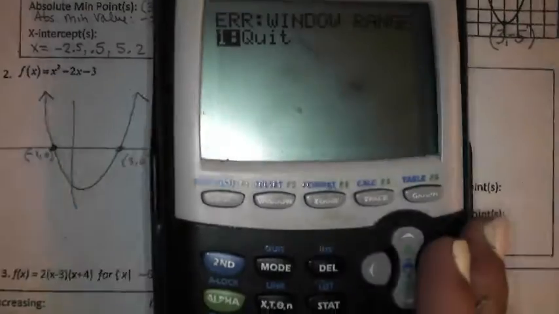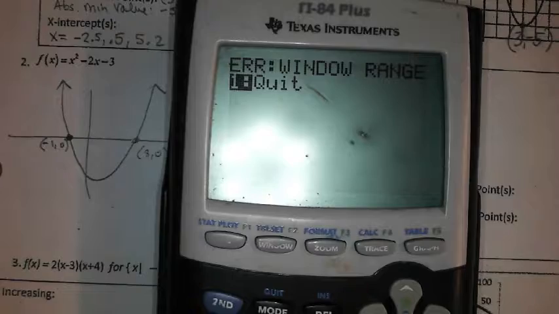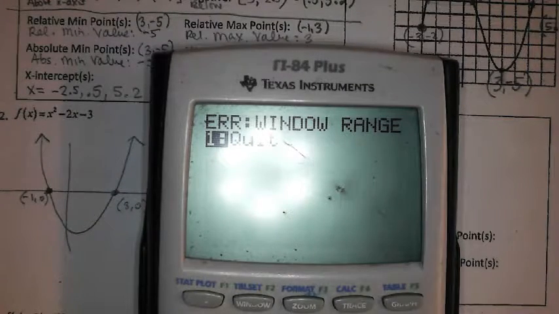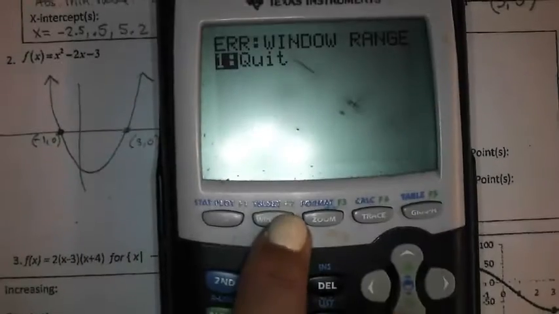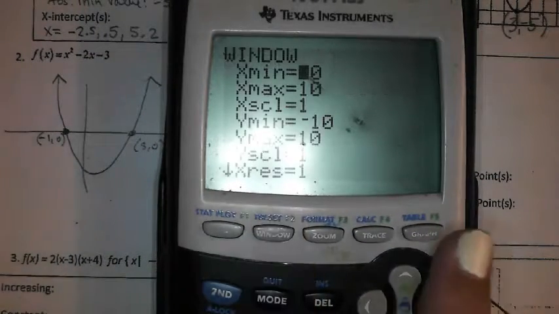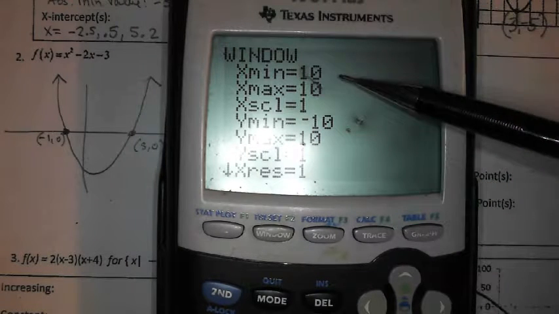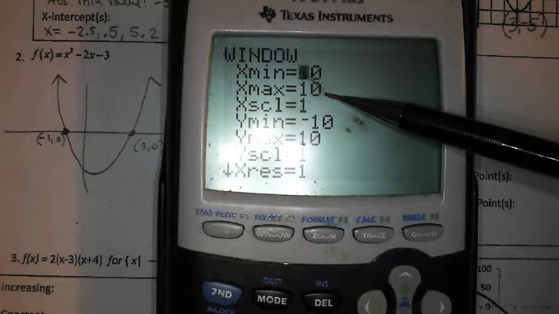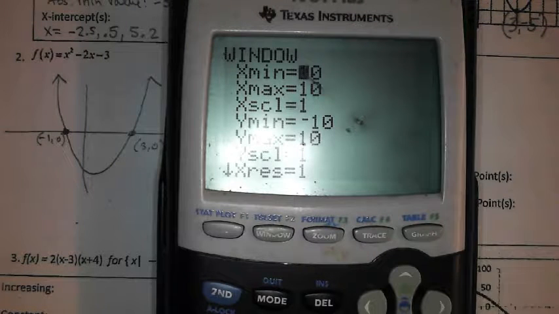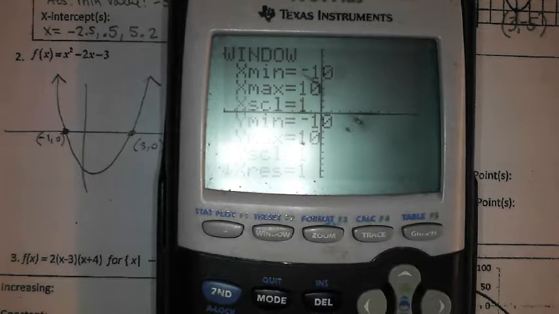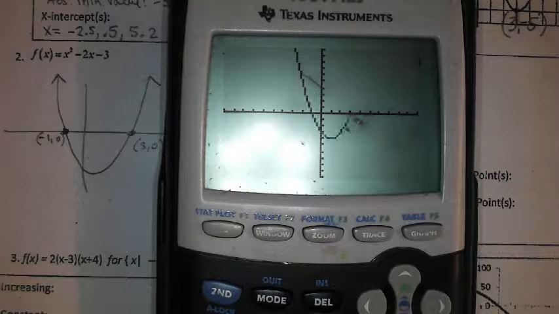So Cameron just did something and he got this. It's usually going to tell you what the error is. Window range. Something is wrong with his window. So if you go to his window, we'll quit, and then hit window. Here's the problem. He's telling his graph that he wants to see from 10 to 10. He wants it to start at 10 and end at 10. Do you see how that's confusing? What he meant was -10 to 10 and -10 to 10. Now when he graphs it, he should be all good.